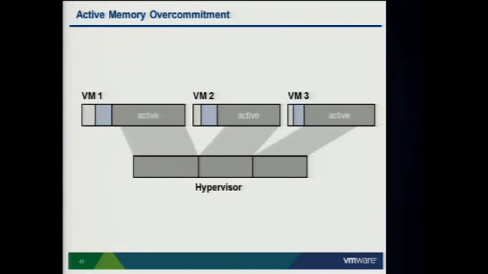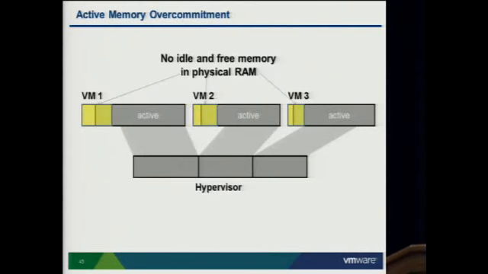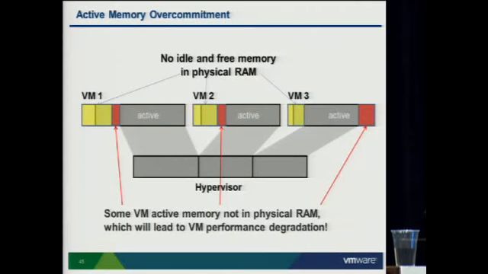Okay, now let's look at active memory overcommitment. What happens here? Well, what we see here is that no idle or free memory is in physical RAM anymore. We just don't have the space for it. But what happens is that even some of the active memory doesn't fit into physical RAM.